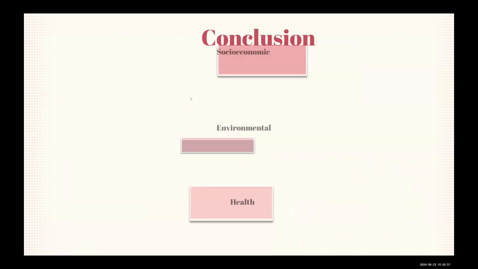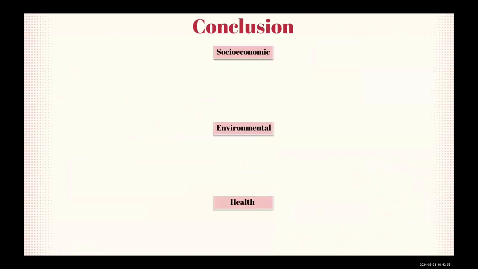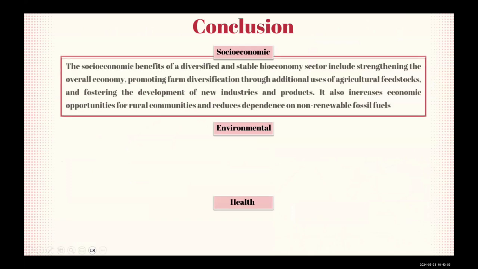So we'll start talking about three different areas that the bioeconomy presents a lot of advantages to. So first, in socioeconomic. A diversified and stable bioeconomy strengthens the overall economy by promoting farm diversification and also developing new industries and products. So it enhances the economic opportunities for rural communities and also reduces the reliance on non-renewable fossil fuels.